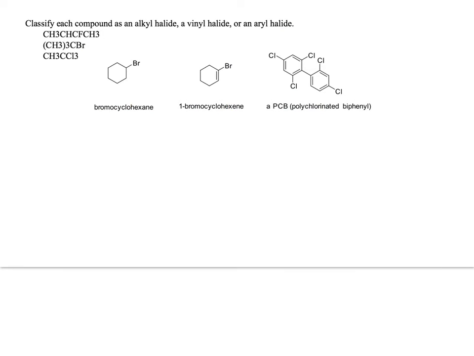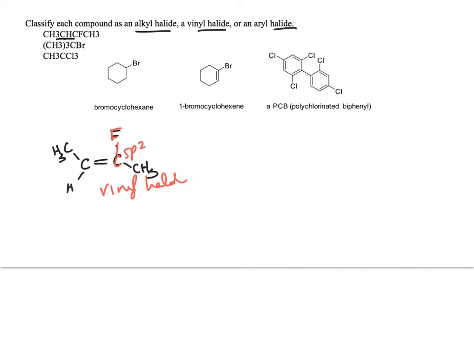Classify each compound as an alkyl halide, a vinyl, or an aryl halide. Okay, so the first one we draw this out kind of more in a line structure. The carbon, fluorine, CH3. So you can see that that's a double bond, and this carbon-fluorine bond is on an sp2 carbon, so that would make it a vinyl halide. Vinyl halides do not undergo SN2 reactions.